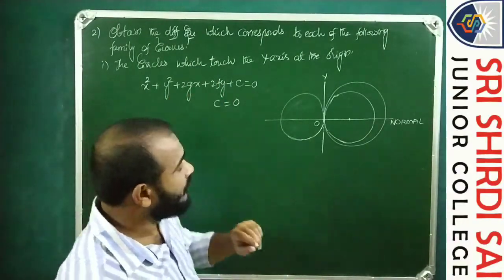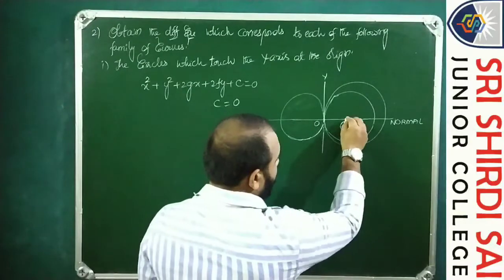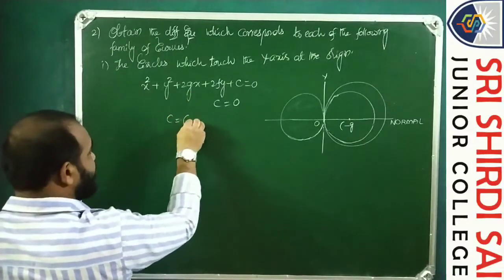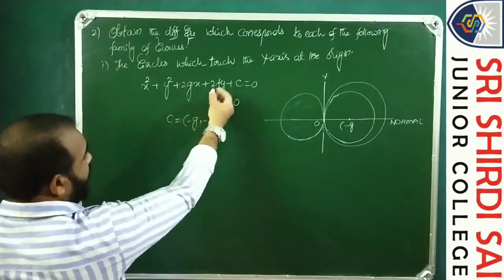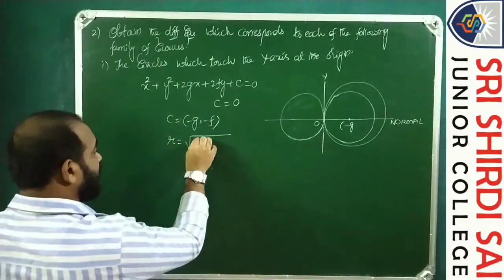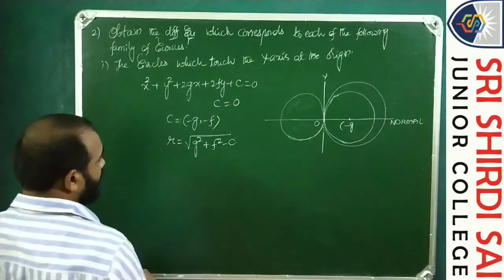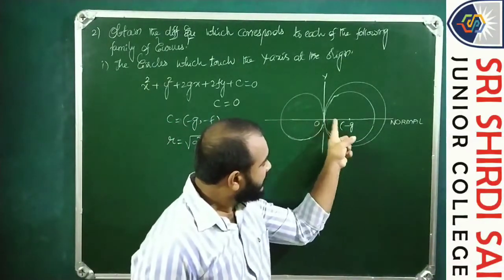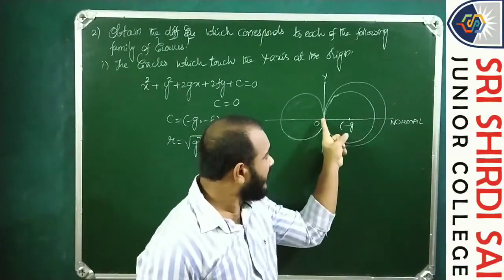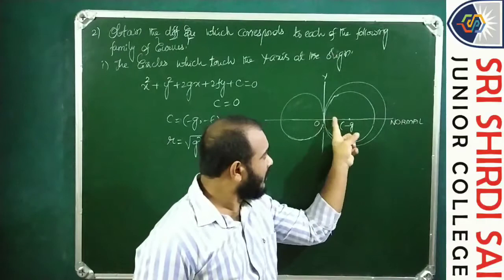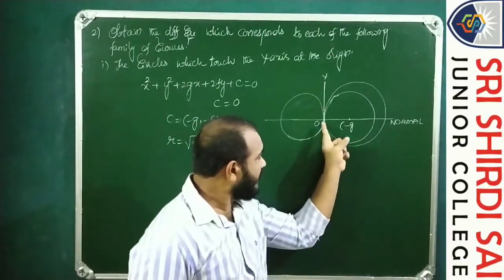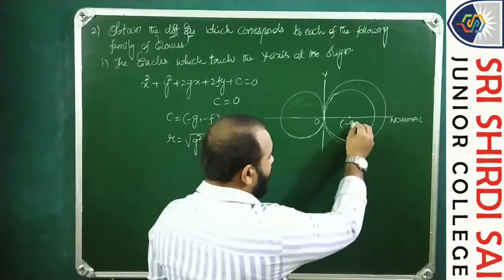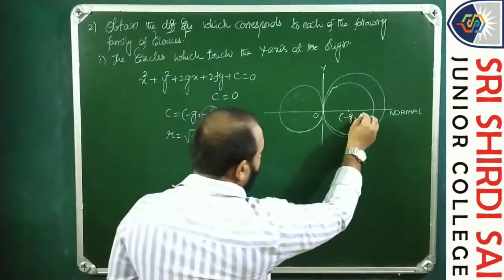And for the equation of the circle, its center is minus g comma minus f. And what is the radius? R is equal to square root of g square plus f square minus c. Now since the center lies on the x-axis, and this normal, which is perpendicular to the tangent, is the x-axis, any point on the x-axis has y coordinate 0. So the center is minus g comma 0.